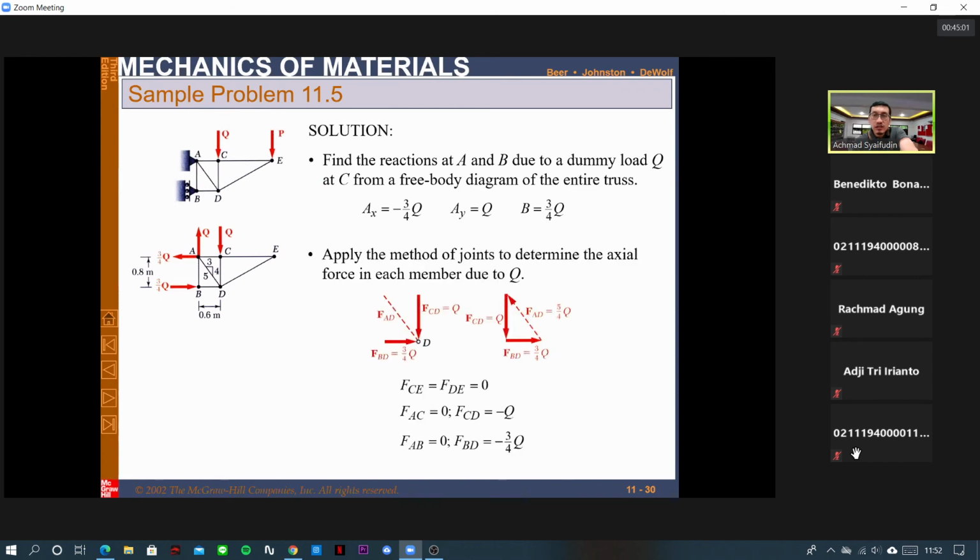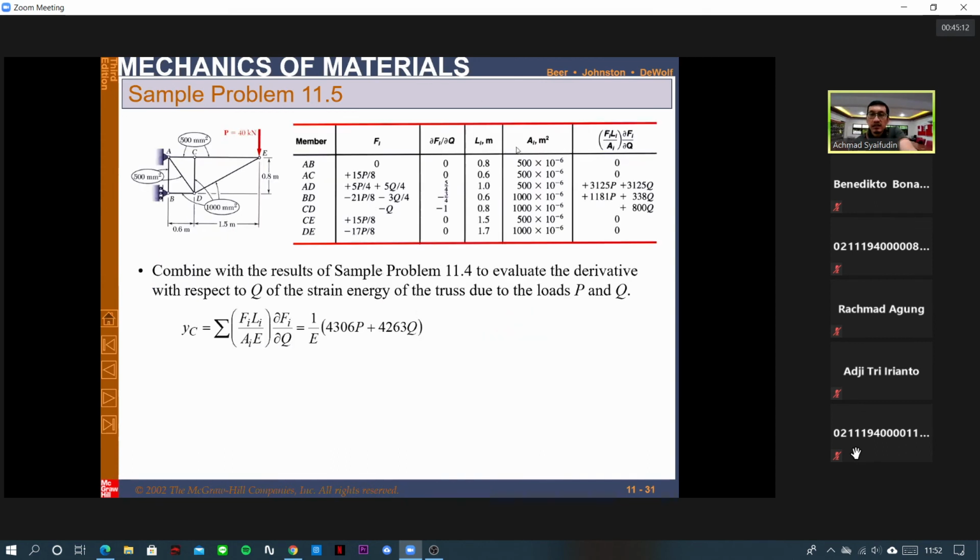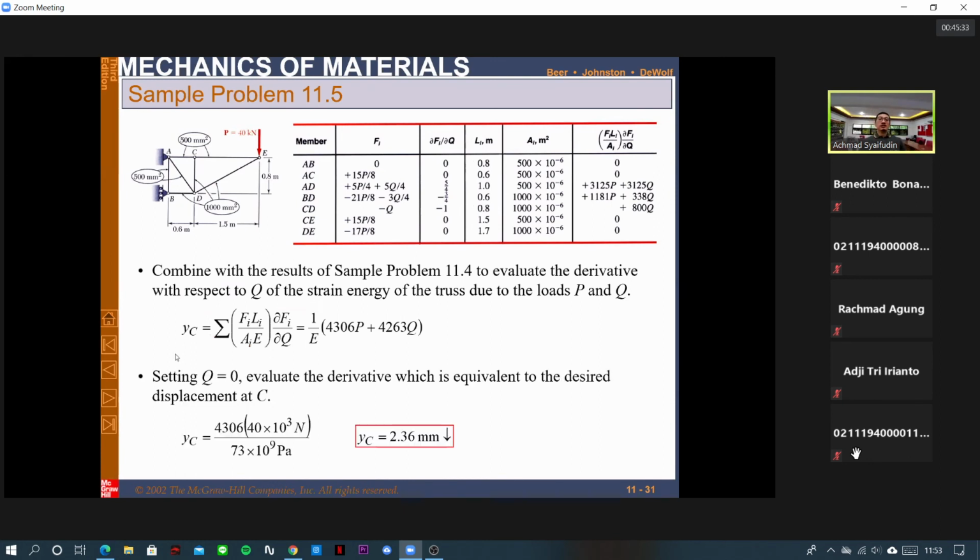Then we solve the force of every member. We can use the similar tabulation. Then afterward, we can apply the Castigliano theorem to get the deflection at point C. Yeah, this is very simple. Okay, this is the end of the slide.